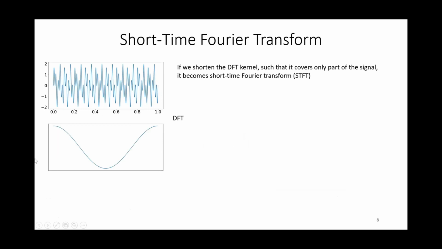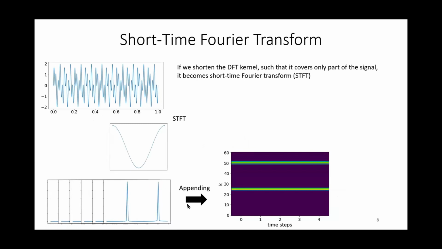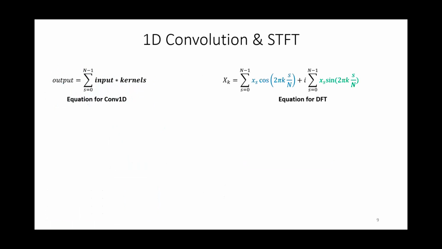Instead of applying the kernel to the whole signal, we apply the kernel to one section of the signal. And then we slide the kernel over the whole signal, and we obtain multiple spectrums. After having multiple spectrums, we concatenate them together. So one spectrum represents one column of this spectrogram. By concatenating multiple spectrums, where different spectrums represent different times of the input signal, we can know the frequency component of the input signal over time. And this is how short-time Fourier transform works.